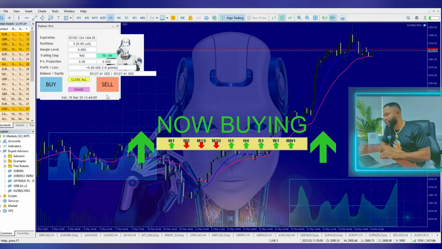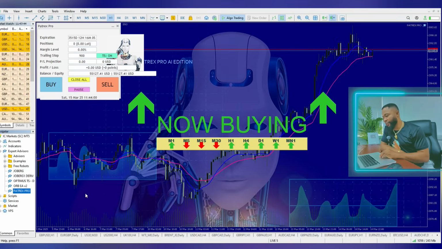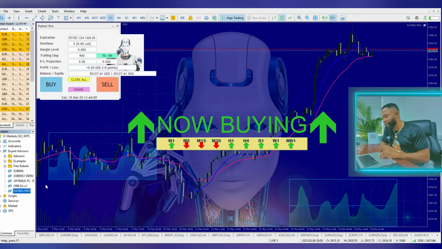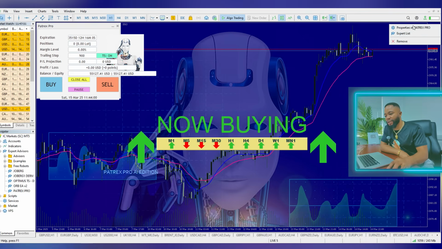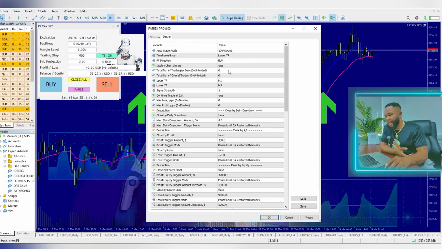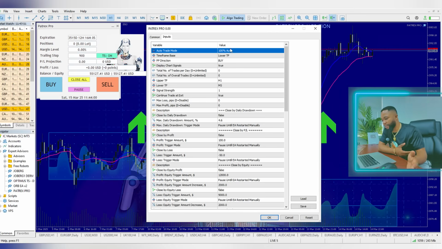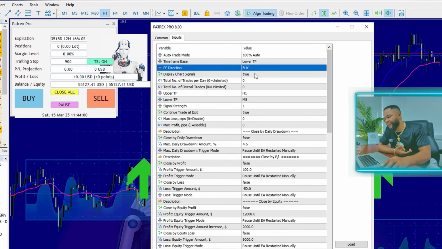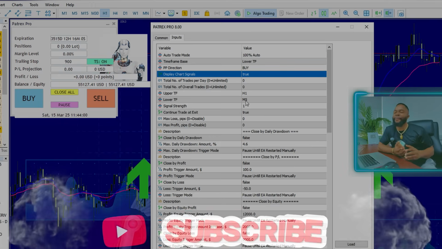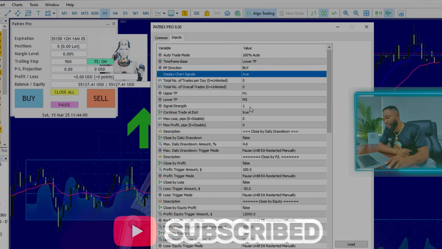So come with me on my computer. Anytime you install Patrix Pro, you can see I have Patrix Pro right there. Anytime you drag and drop it on your chart, you change the parameters. The parameter section looks something like this, all right? Where you change if you want it to be 100% auto, the lower TF, buy, true. There are more than 100 parameters on this particular robot.